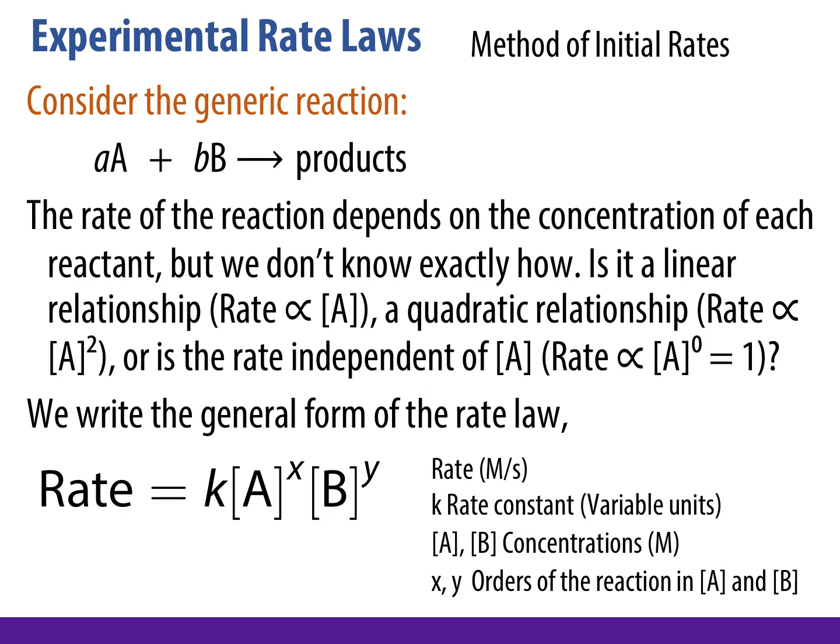In this part of the class, we'll often define things with a generic reaction, something like this, which is some number a moles of A react with some number b moles of B to form some products. We don't really know what these numbers are, and in this case, it doesn't really affect us too much, it's just any chemical reaction. The reaction is going to depend on how much of the reactants we have. In general, more reactants is going to lead to a faster reaction, a greater rate, but we don't know exactly how. In some cases, it would be a linear relationship, something like rate proportional to the concentration of A.